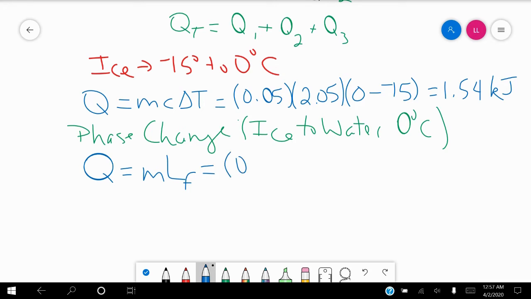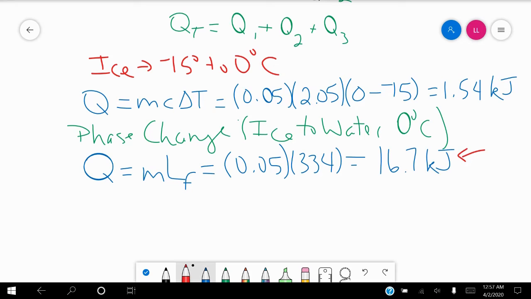And so again, make these assumptions that the temperature or the mass never changes. So we got 0.05 times the latent heat of fusion, which is 334 kilojoules per kilogram. And we see that we get a heat added of 16.7. And that's what happens a lot. This is where you find most of the heat happening, at the phase changes. That's where most of the heat is added.